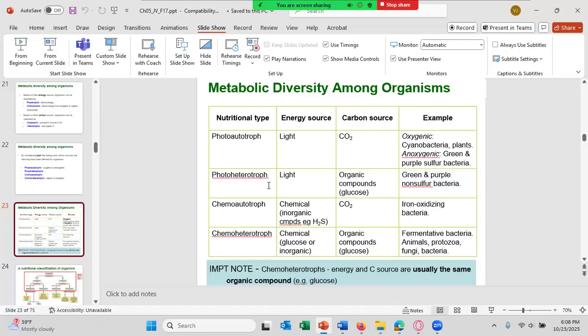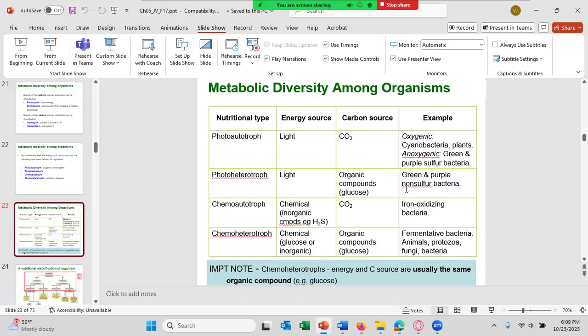All right, the hardest group to understand is the photoheterotrophs. They get their energy source from light. That's why they're called the phototroph. And they get their carbon source from an organic chemical compound such as glucose. That is why they are a heterotroph. None of you probably are familiar with a photoheterotroph. Two examples are the green and purple non-sulfur bacteria.